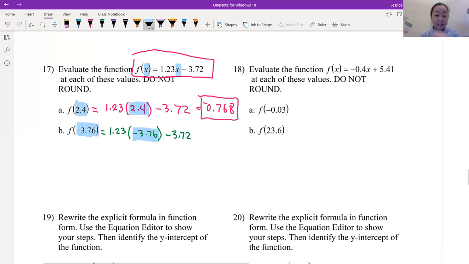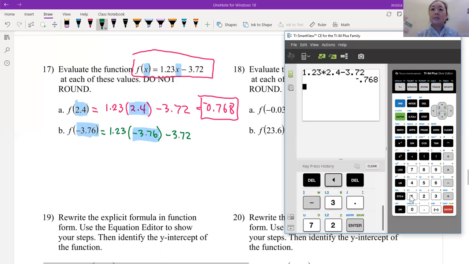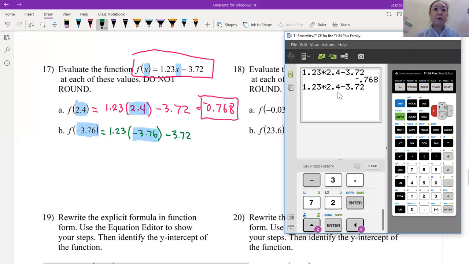If there were two x's in two different places, you put them in all those places. Okay, it doesn't even matter. And so you're going to put that into your calculator. Let's take a look. So 1.23. Okay, I like to troll the system here. I'm just going to copy that out. And instead of 2.4, I'm going to put in negative 3.76.